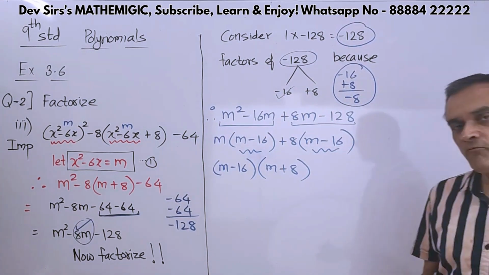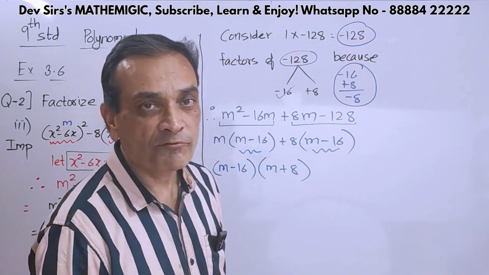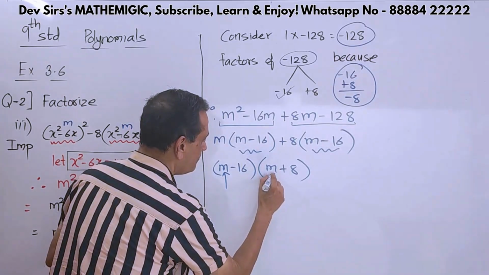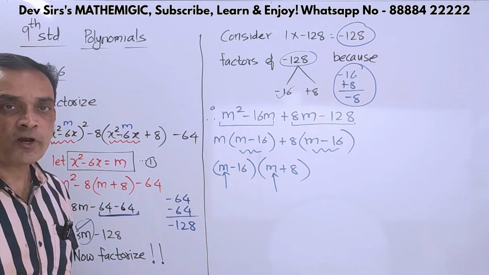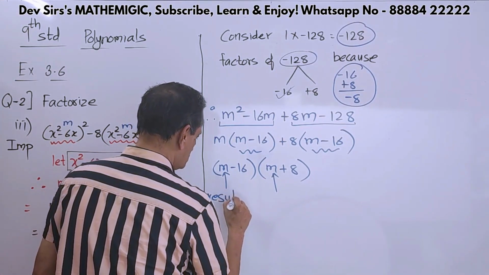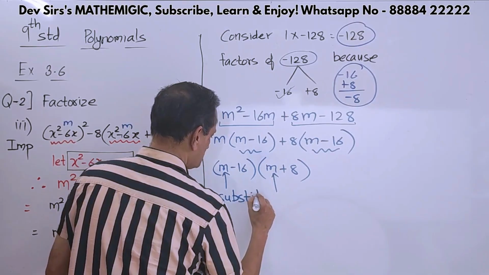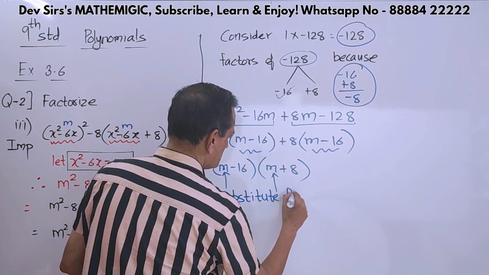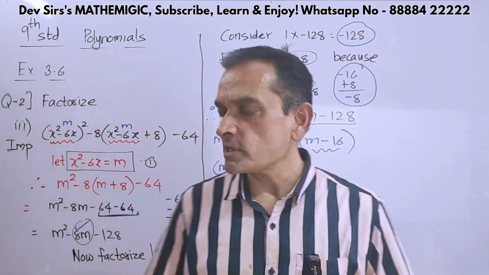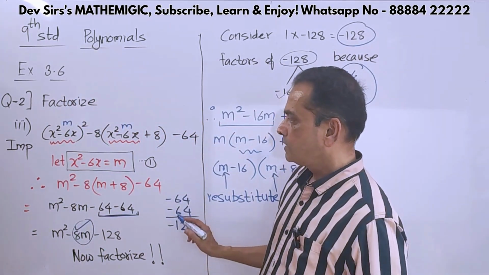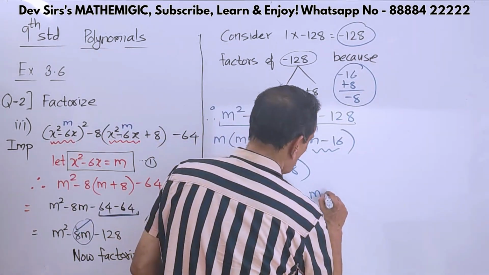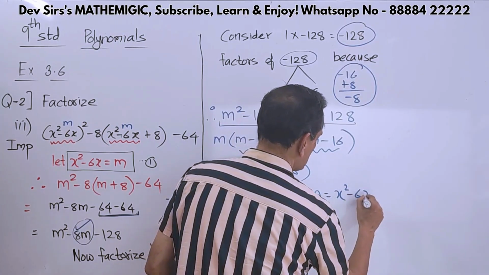That is the reason that it is for 4 marks. So after this we do what? Resubstitute. Resubstitute for m. Resubstitute means, what is our original substitution? X squared minus 6x equal to m. So for m I am going to write x squared minus 6x.